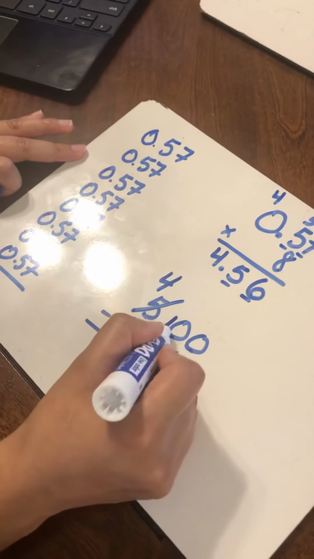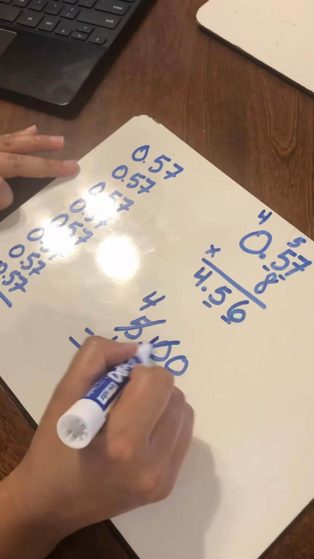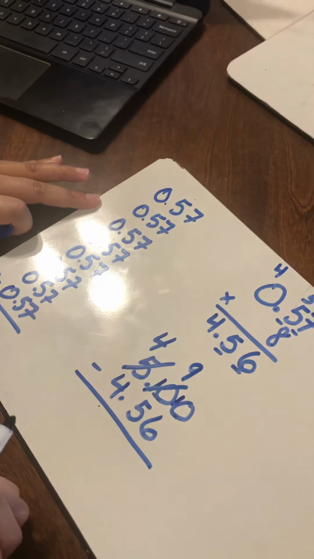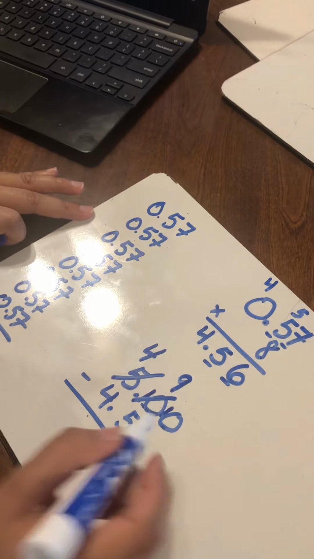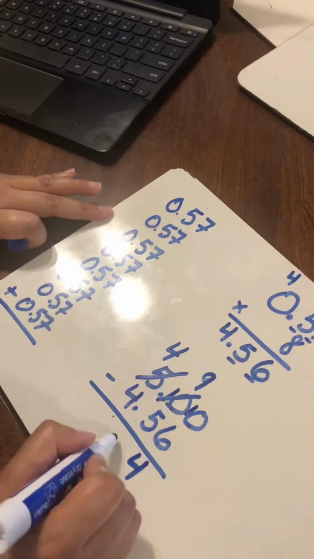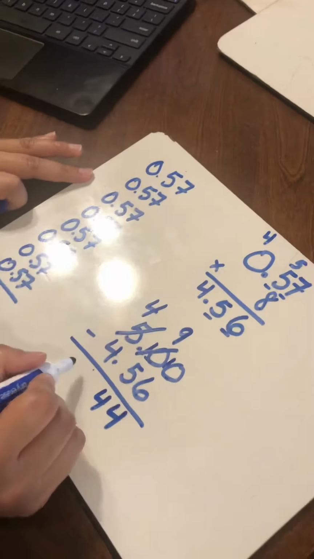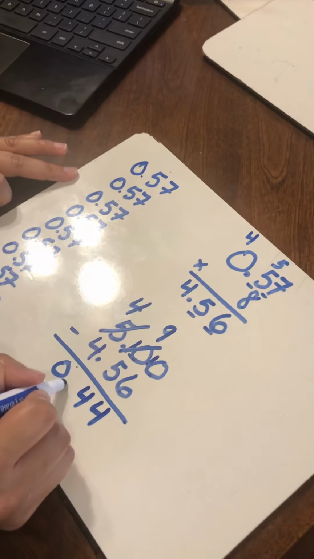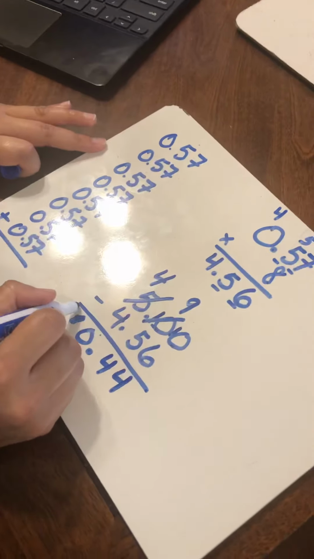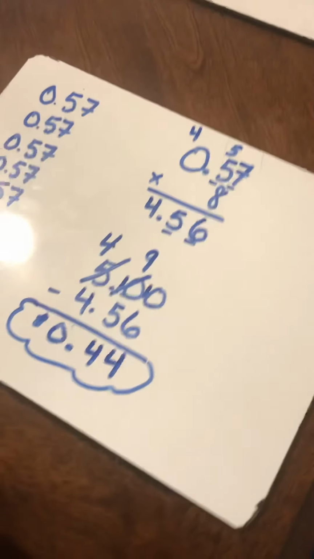And then this 0 can borrow from that 10. So we're going to take 1 away from the 10. We're going to be left with 9. And this 0 becomes a 10. And now I can subtract. 10 minus 6 is 4. And 9 minus 5 is 4. And 4 minus 4 is 0. And my decimal goes straight down. So his change is 44 cents.